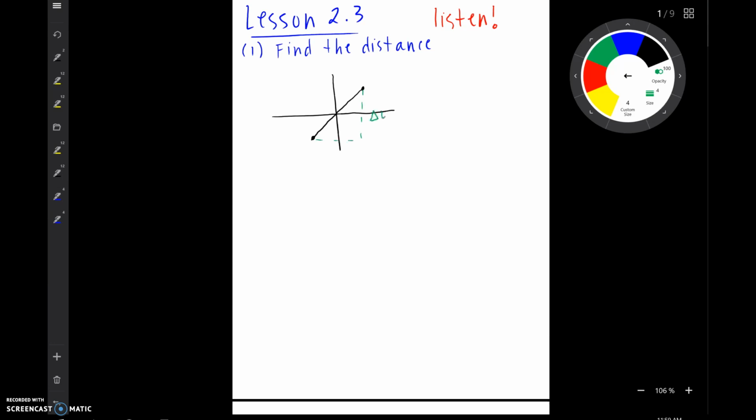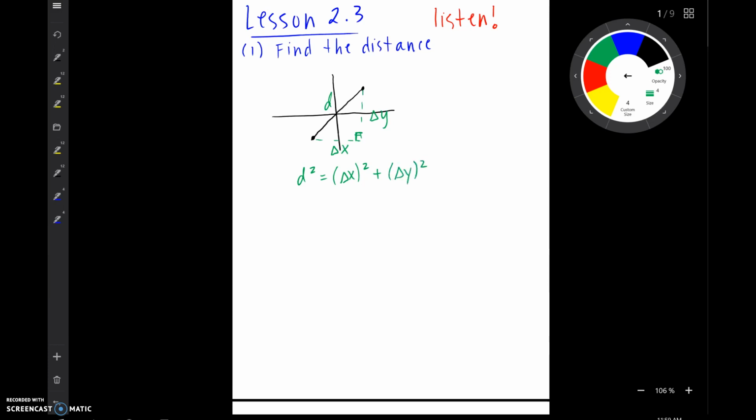Okay, we found the change in the y values. We determined the change in the x values. We saw that this slope triangle created the legs of a right triangle. And then we said, okay, well, we know to find a missing side length in a right triangle, we can use the Pythagorean theorem.